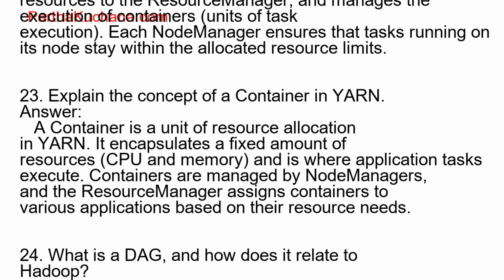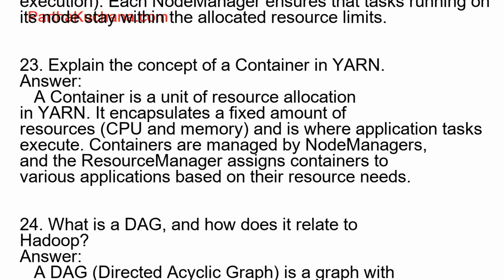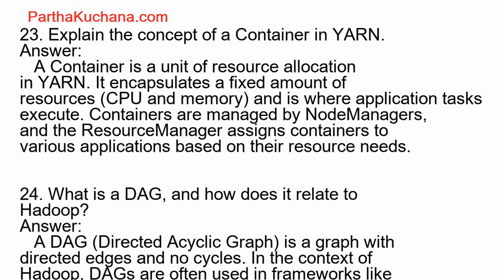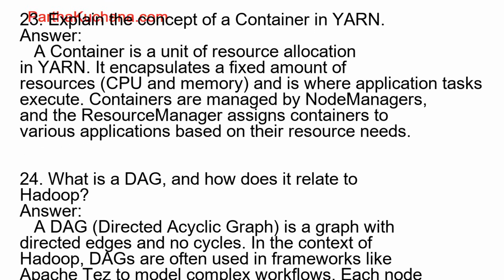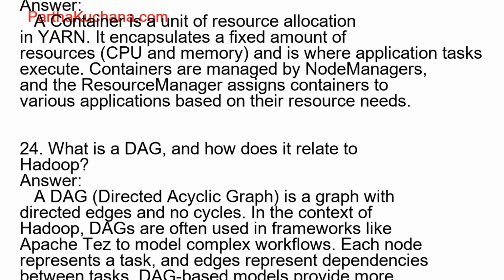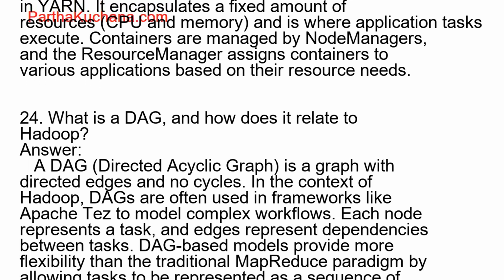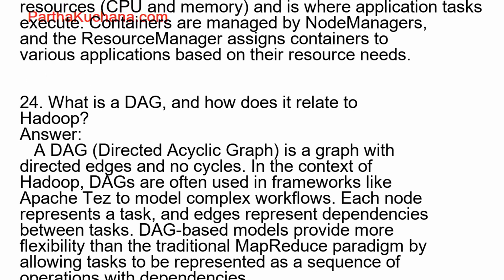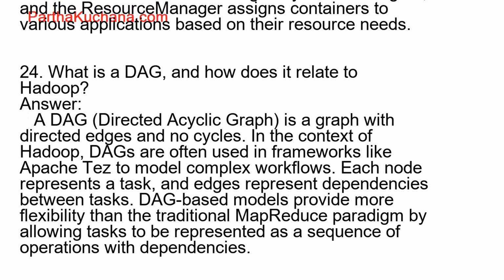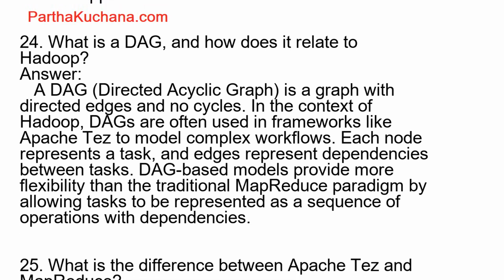25. What is the difference between Apache Tez and MapReduce? Answer: Apache Tez is an advanced data processing framework built on Hadoop YARN. It improves upon the MapReduce model by allowing a more flexible DAG-based execution plan, which can handle complex workflows and reduce latency. While MapReduce follows a rigid 2-phase processing model, map and reduce, Tez enables multiple processing stages, optimizing the data flow and reducing the need for intermediate writes to disk. 26. What are the primary use cases for Hadoop YARN?